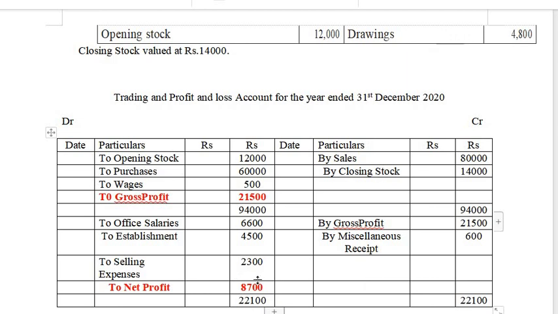So whenever in the trading and P&L account I'm getting a difference on the left hand side, it means the income is more than your expenses. That's why we can call it a profit. So here in the P&L account, whatever profit I'm getting is nothing but your net profit 8,700. When you are preparing a balance sheet, this profit you have to take and carry to your balance sheet.